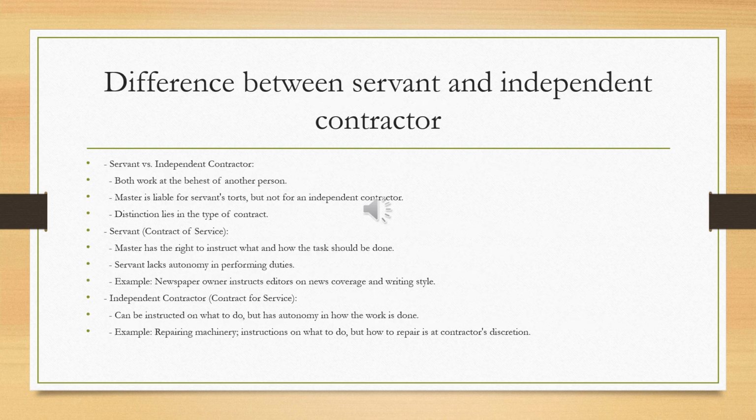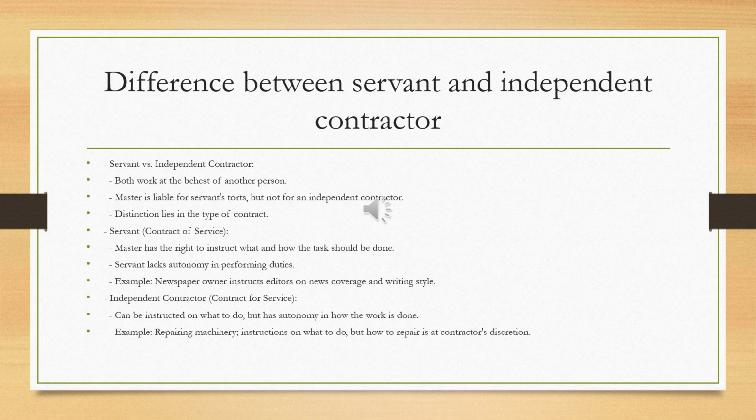Then coming to the difference between servant and independent contractor. A servant and an independent contractor both do the work at the behest of another person, and thus what shall be done is not decided by them but by some other person. On the face of it, it appears that both are in the same category and a master should be liable for the torts committed by both of them. But there is a difference between the two which separates them, and consequently, while in case of tort by a servant the master is liable, in case of an independent contractor the master cannot be held liable.